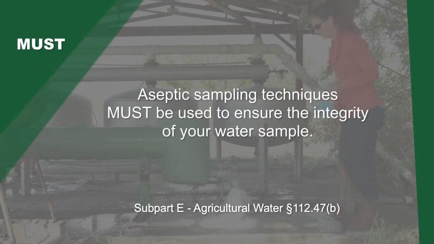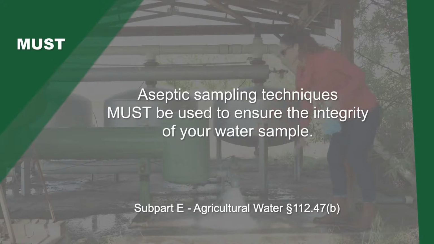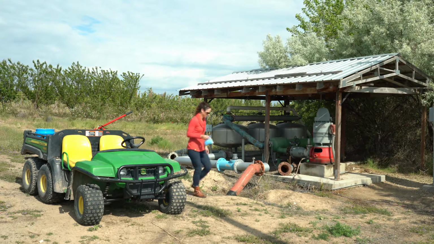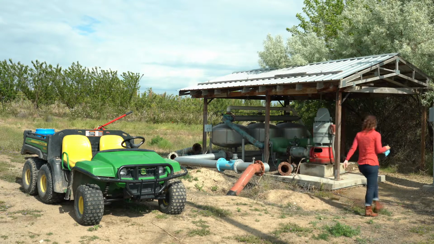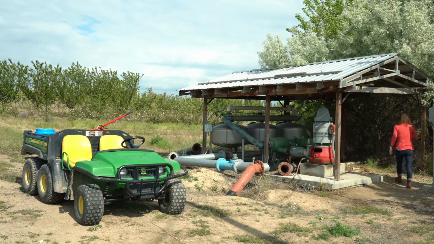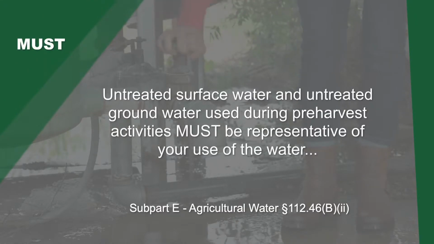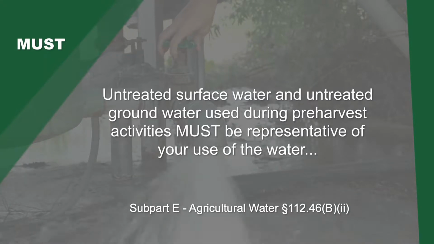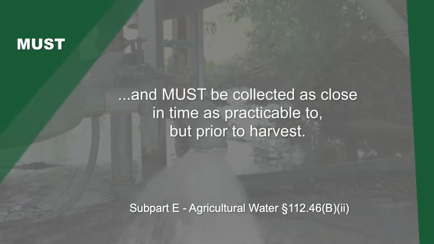Aseptic sampling techniques must be used to ensure the integrity of your water sample. In preparation for taking a water sample, you should follow these simple steps. First, you need to identify the sample collection location. Untreated surface water and untreated groundwater used during pre-harvest activities must be representative of your use of the water and must be collected as close in time as practicable to, but prior to, harvest.